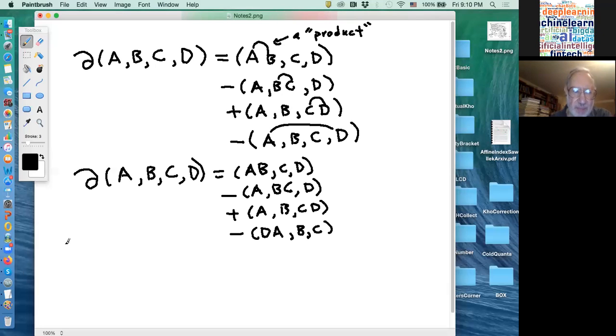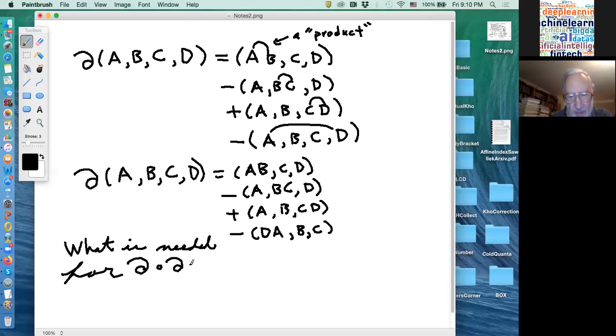And then you can ask what is needed for boundary composed with boundary to be equal to 0. And this is actually an interesting case in this kind of formal homological boundary situation. Let's do the exercise and see what happens if we take the boundary of the boundary. Maybe we need a new board.